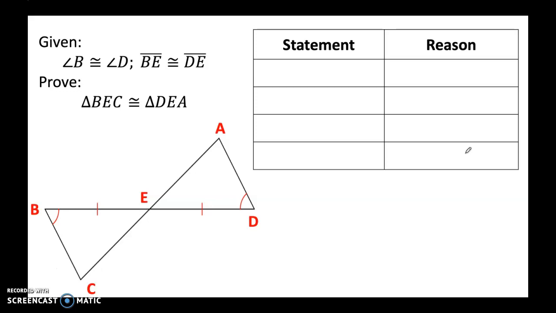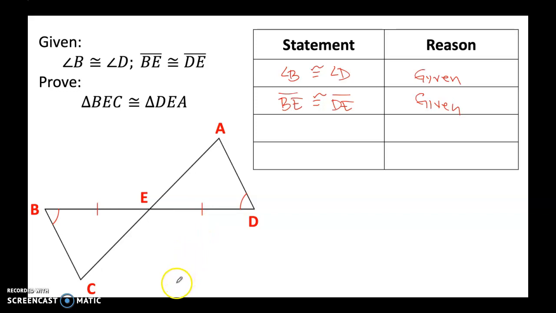Another example, angle B is congruent to angle D, and segment BE congruent to segment DE. Prove that triangle BEC is congruent to triangle DEA. So we have angle B congruent to angle D, given. We have segment BE congruent to segment DE. That will also be given.